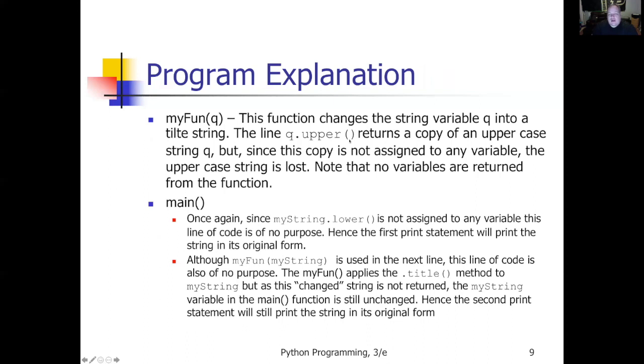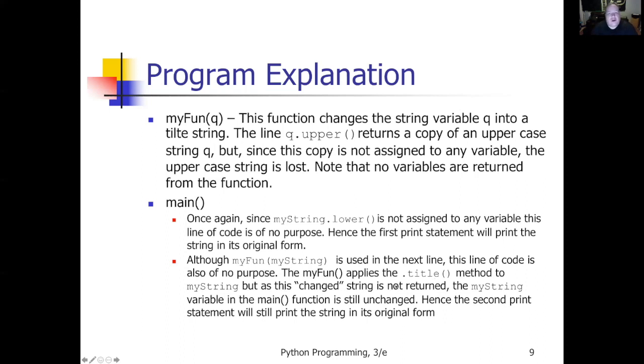So the myFun function changes the string variable q into a titled string. And the line q.upper returns a copy of the uppercase, but since it doesn't reassign it, it's lost. Since myString.lower is not assigned, it doesn't do anything. It returns a lowercase copy of it, but it doesn't happen. So the first print statement prints the string in its original form.